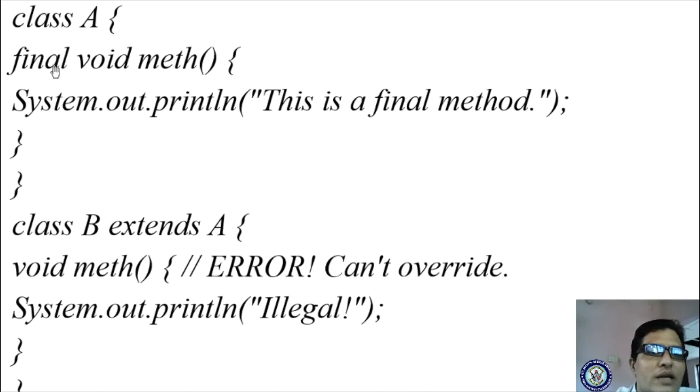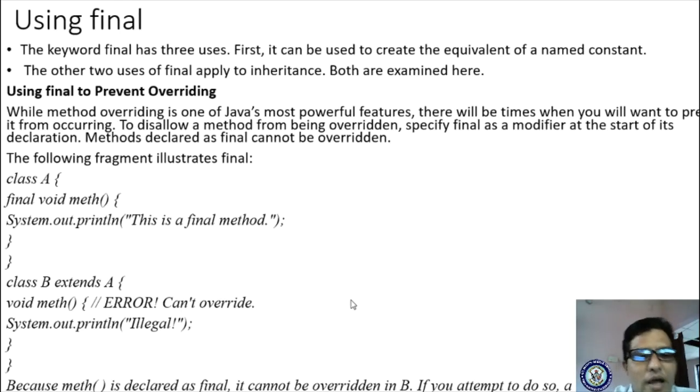Why? Because it cannot override this method. Why? Because this method has been declared as final. Okay, so that is why you are seeing the error in the comment line, can't override. This is illegal. That is why we are displaying the output as illegal. Got it? And it is the same thing here.